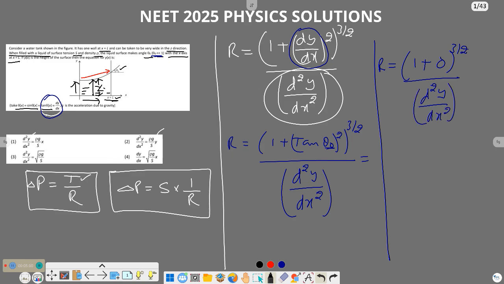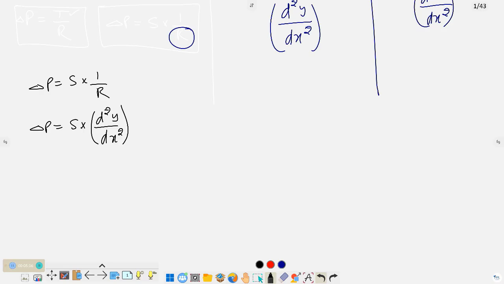If you solve this, the radius of curvature r is equal to 1 by d square y by dx square. So I can replace the r value with this. If you replace the r value here, delta p is equal to s into 1 by r. Since r is 1 by d square y by dx square, 1 by r becomes d square y by dx square. After replacing, you get this equation.